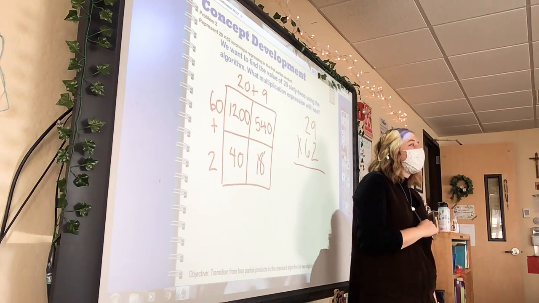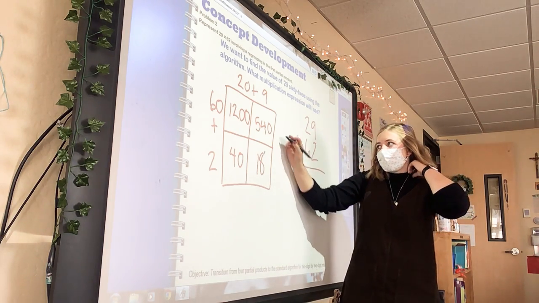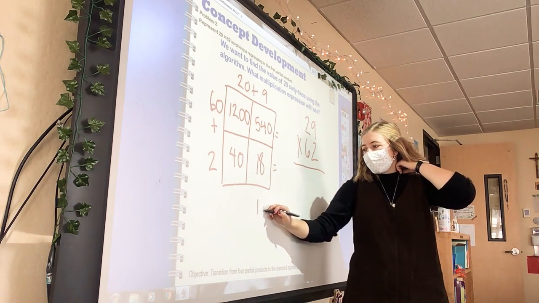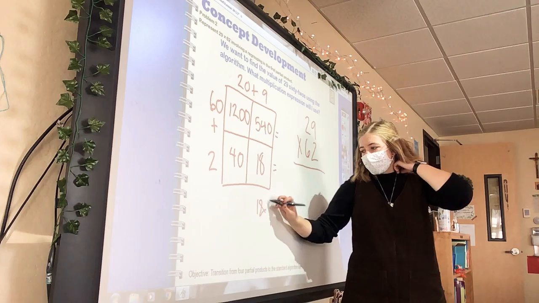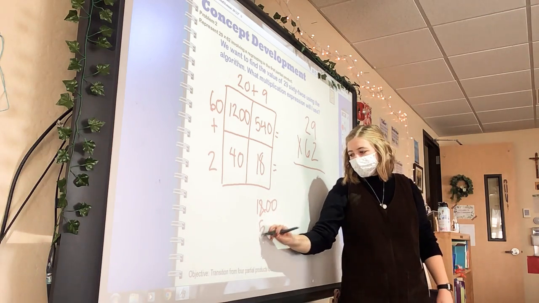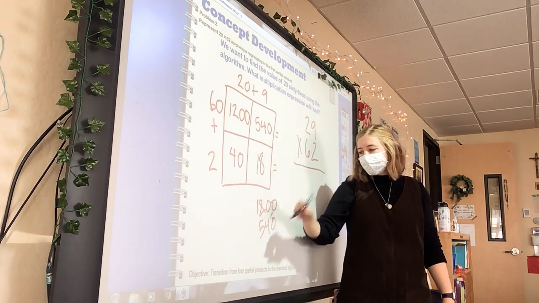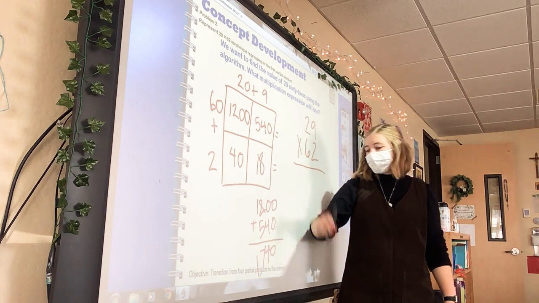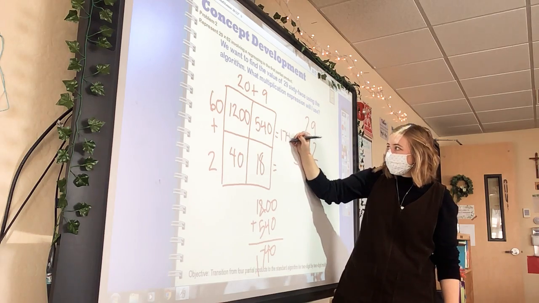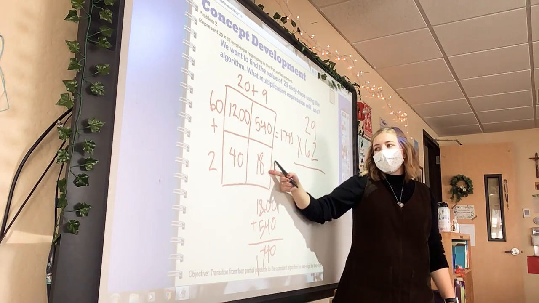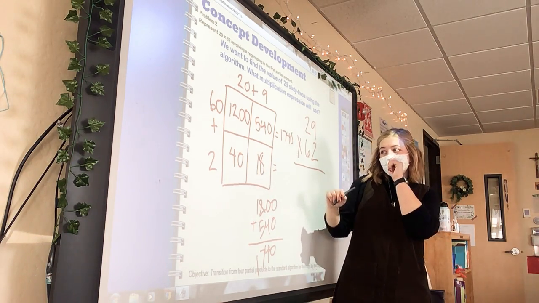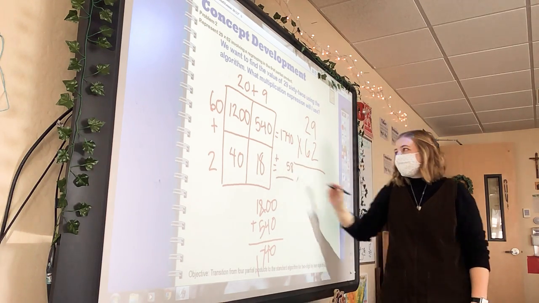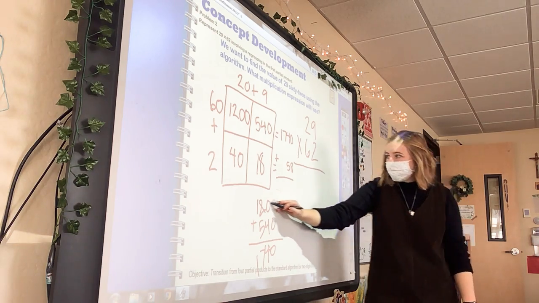And in order to get my partial products, I would add up each row. So 1,200 plus 540 to get me my first row. That would give me 1,740. And then I add up my second row to get my second partial product. So 40 plus 18 gives me 58. I add those 2 up to get my final answer.